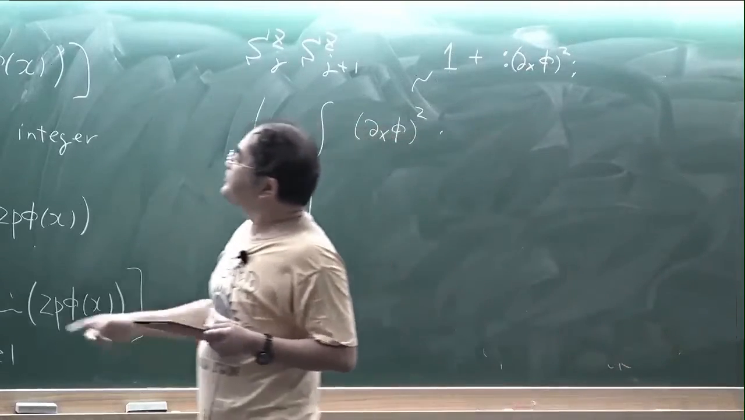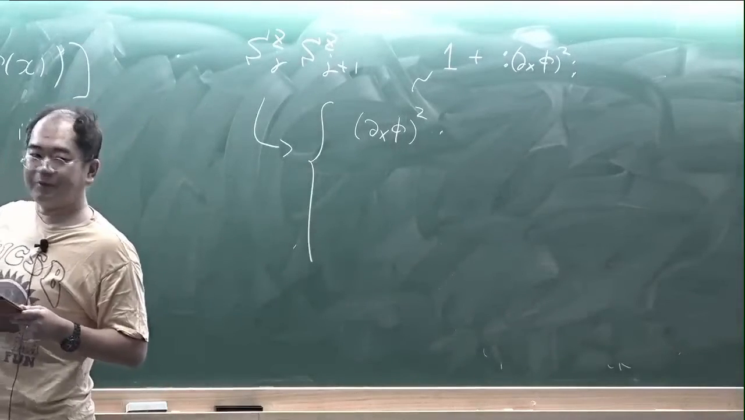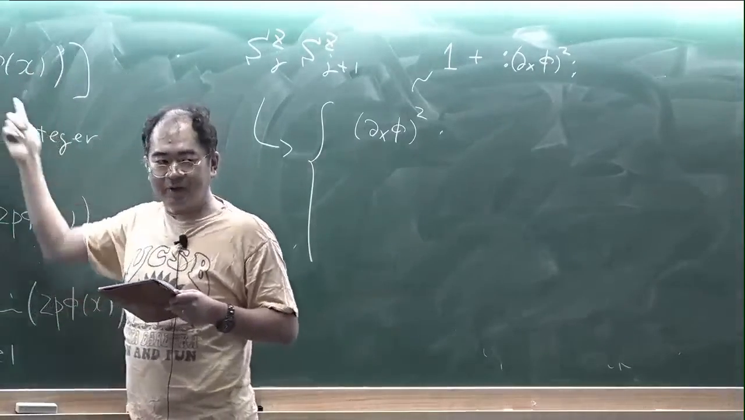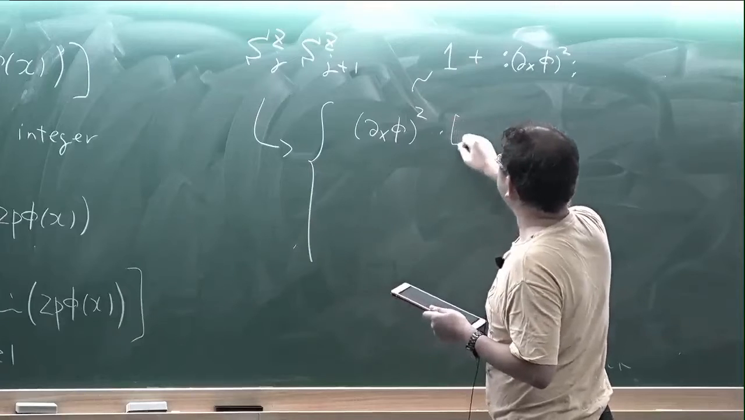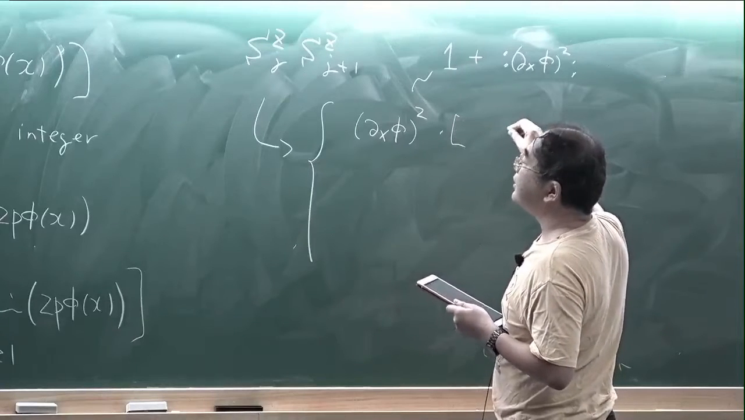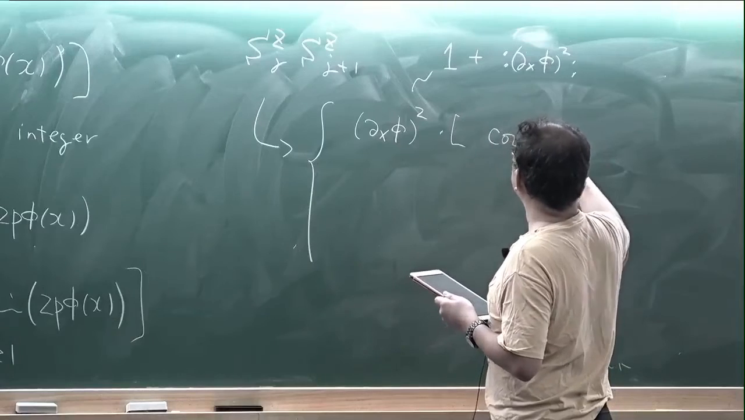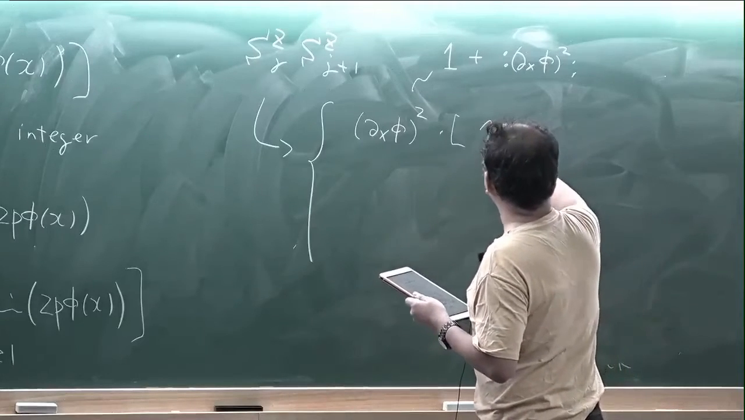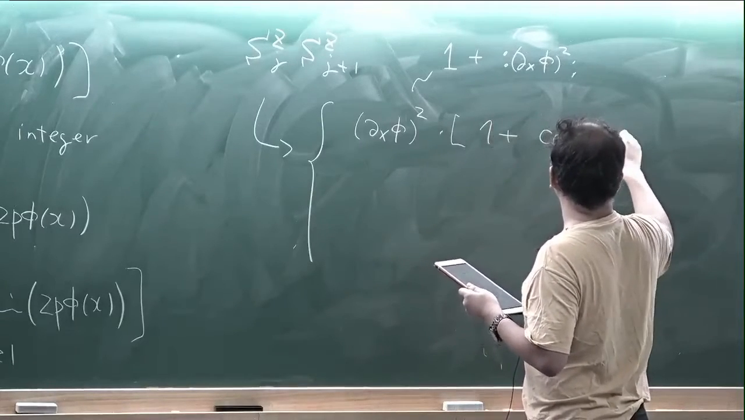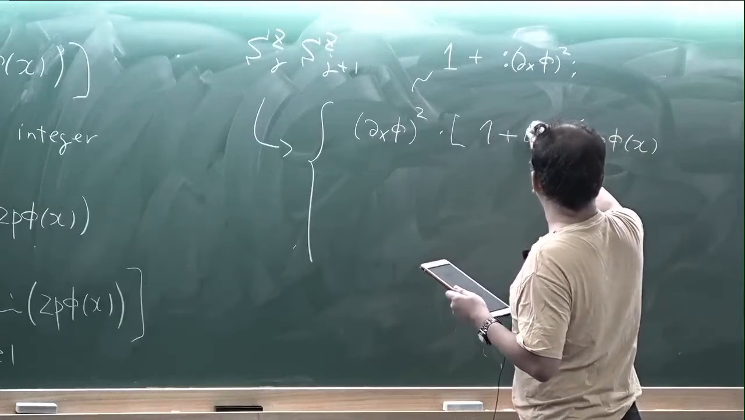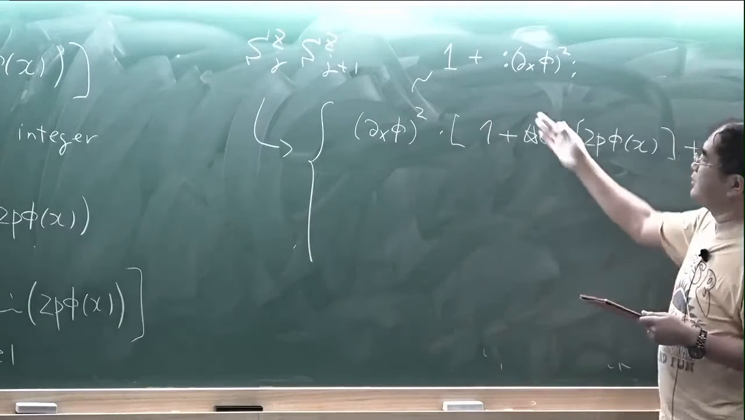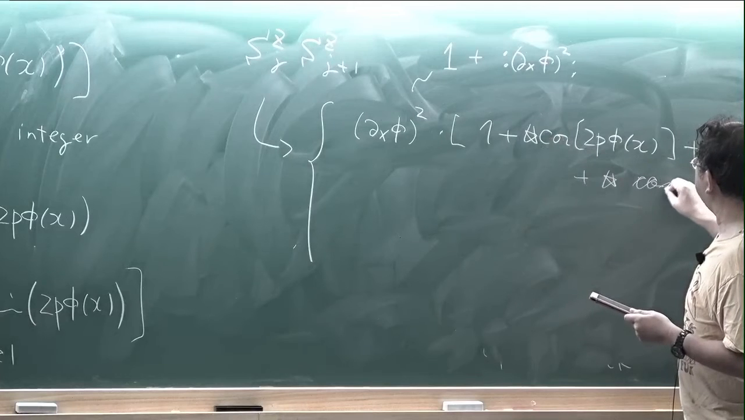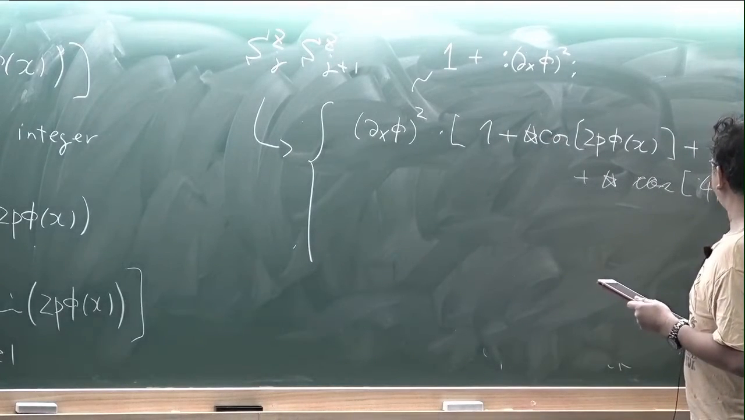And anyway, if you take a product of neighboring operators, then because you have one, the leading term still comes from cosine of 2φ. So maybe I should write 1 plus cosine 2πφ. And you can also have cosine of 4pφ.